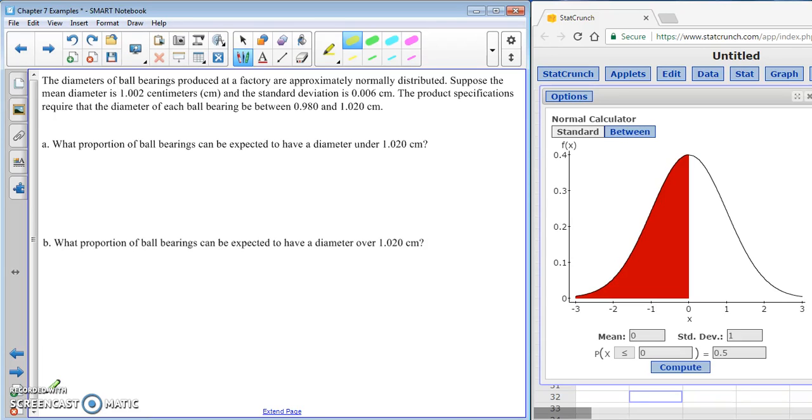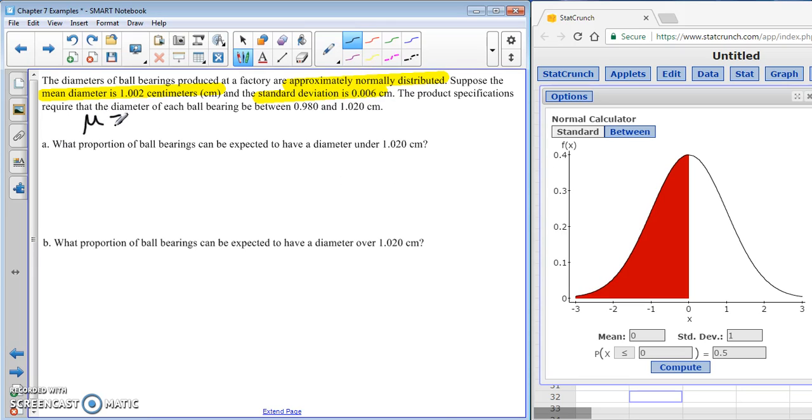The diameters of ball bearings produced at a factory are approximately normally distributed. Suppose that the mean diameter is 1.002 centimeters and the standard deviation is 0.006 centimeters. The product specifications require that the diameter of each ball bearing be between 0.980 and 1.020 centimeters. So let's write down our mean and standard deviation.